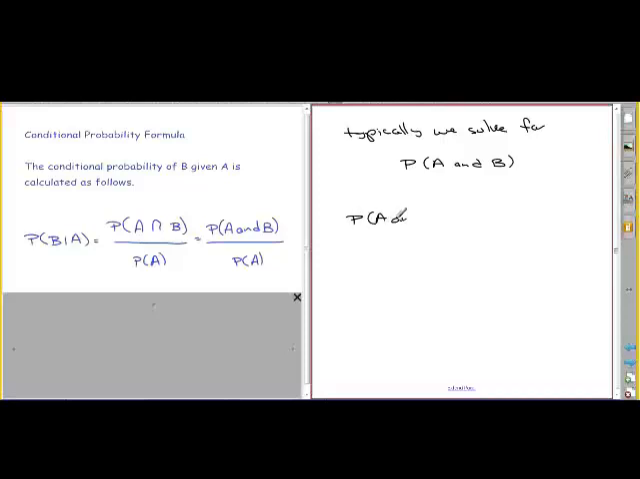So we get that the probability of A and B happening is equal to the probability of A happening times the probability of B happening given that A has happened. So that's the formula that we're going to use a lot.